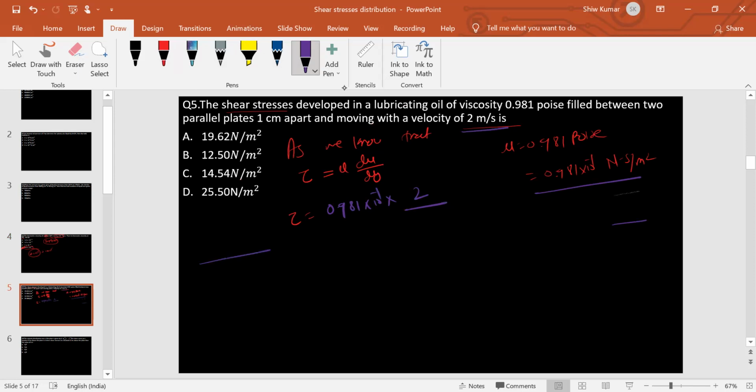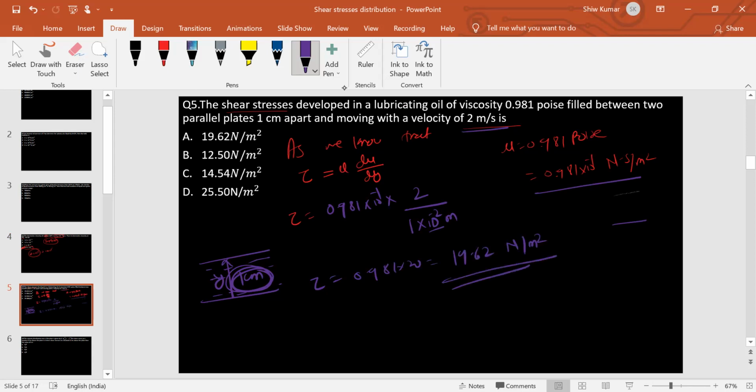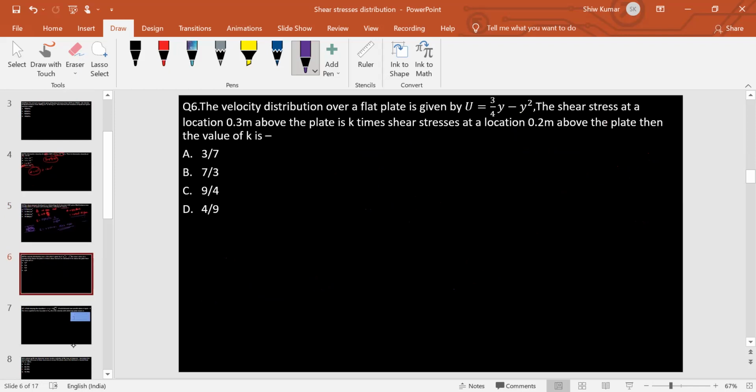And these two are parallel plates, and they are 1 centimeter apart, with lubricant in between. So I need the gap between the parallel plates, which is given as 1 centimeter, so I'll write 1 into 10 raised to minus 2 meter. So tau is equal to, this one will go up, and it will be 0.981 into 20, and if you simplify, you'll get 19.62 Newton per meter square. So the option number first is the right answer. The formula is simple, and these are all previous year question paper questions. Next question, we'll see here.